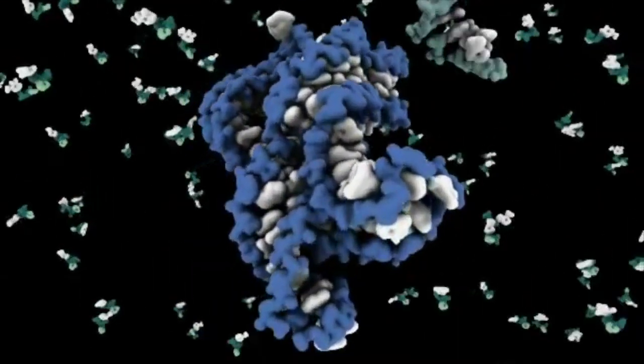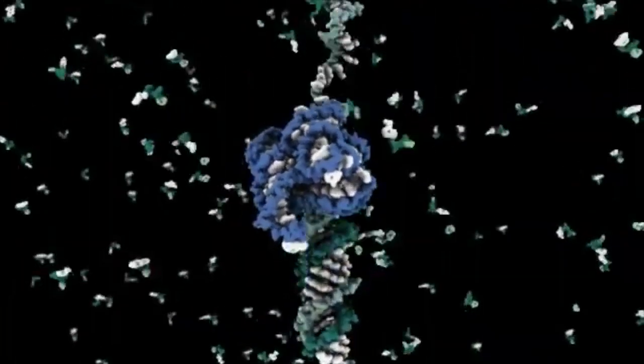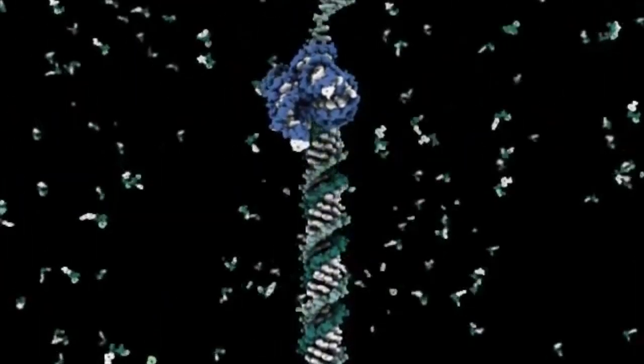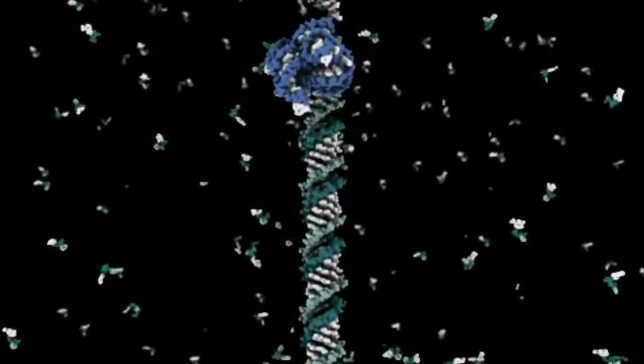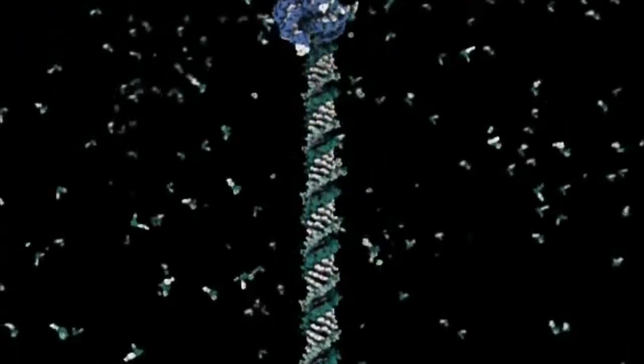This animation shows the process of RNA replication being carried out by a theoretical RNA replicase ribozyme. The replicase attaches to the end of the template strand. As the replicase moves along the template, it catalyzes the polymerization of a complementary strand.